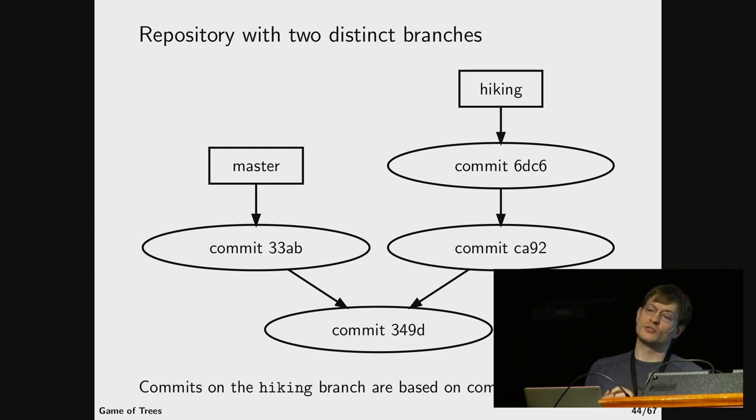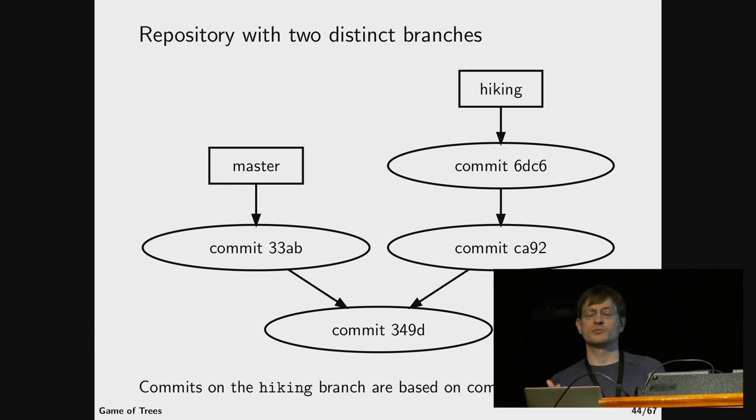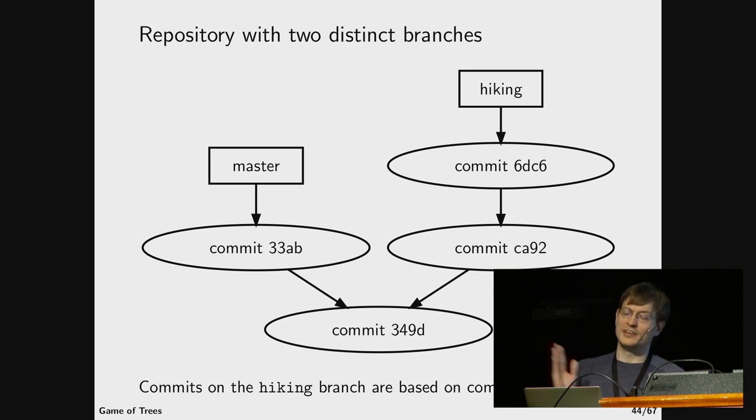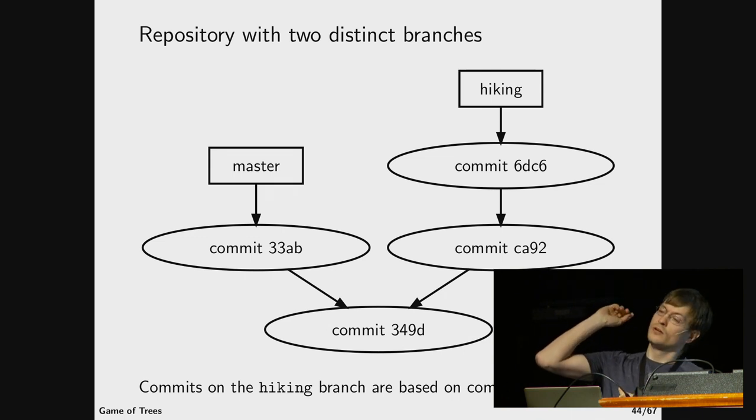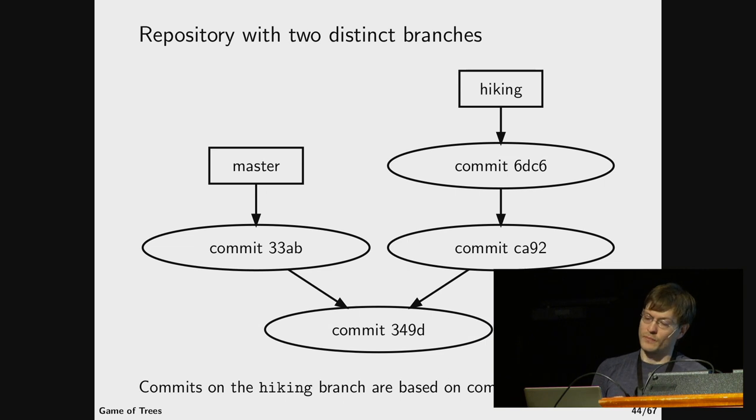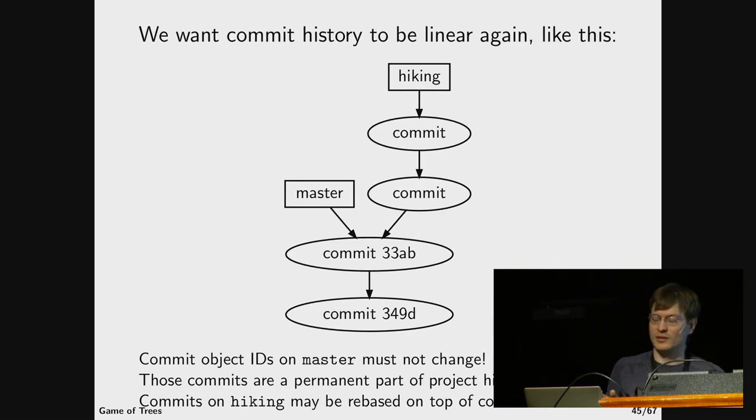Because we're not allowed to change commit IDs of things that are already declared part of official history upstream, we cannot change the IDs of things on the master branch. So 33AB and 349D are fixed. We cannot change them. However, the other commits can change. And since the hashing of Git runs through the entire trail of objects that reference each other, these hashes will change if we change the base of these commits. But we have to do that in order to keep history linear.